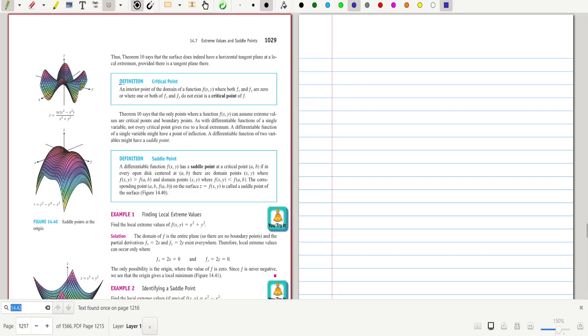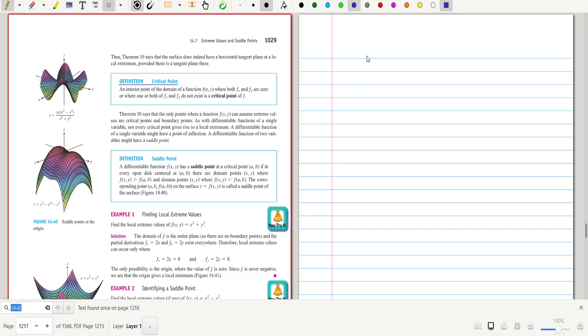Now we define a critical point. An interior point of the domain of a function f of x y where both fx and fy, that is, the partial derivative of f with respect to x and the partial derivative of f with respect to y, are zero, or one or both of fx and fy do not exist.